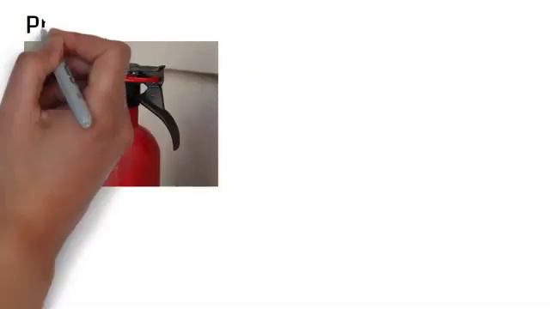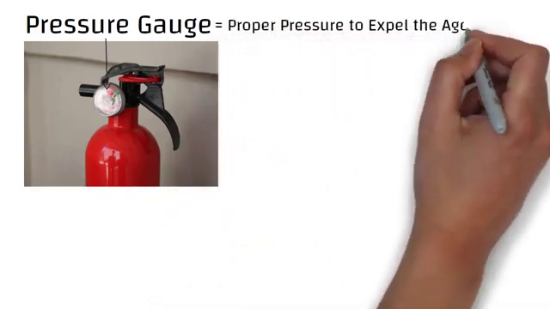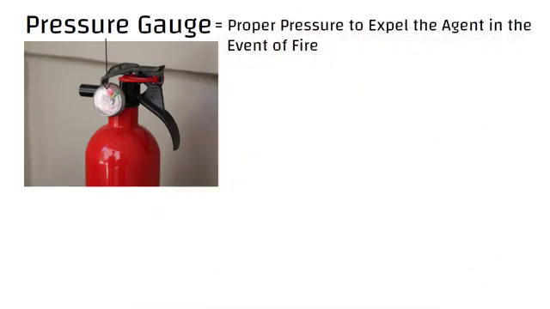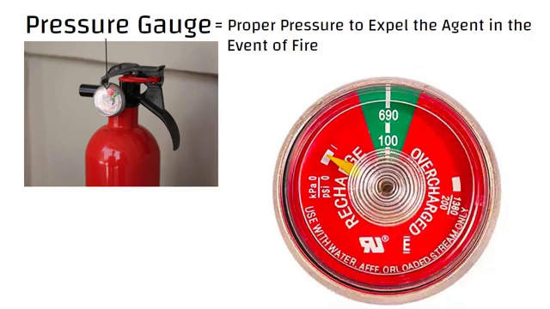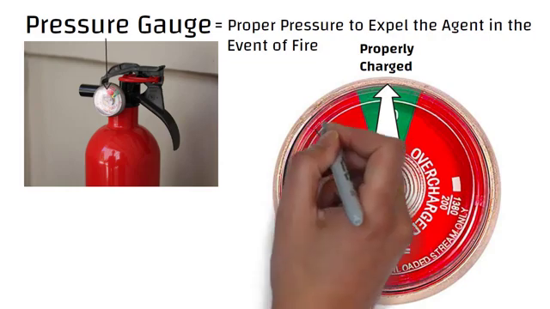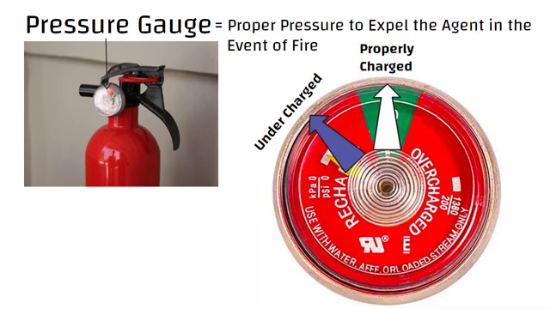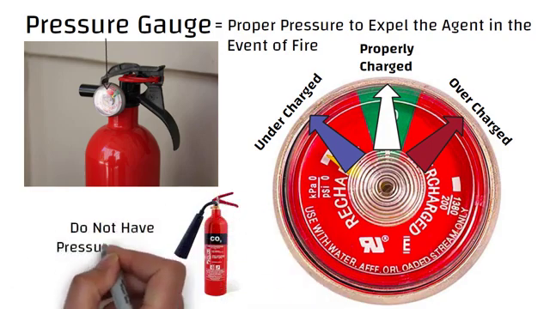Pressure gauge. It shows whether the fire extinguisher has proper pressure to expel the agent in the event of a fire. If the arrow of the gauge is in the green, it is properly charged. If it is to the left of the green, it is undercharged and will not have enough pressure to work properly. If the needle is to the right of the green, it is overcharged and is a hazard at risk of exploding. Please note, CO2 extinguishers do not have pressure gauges.